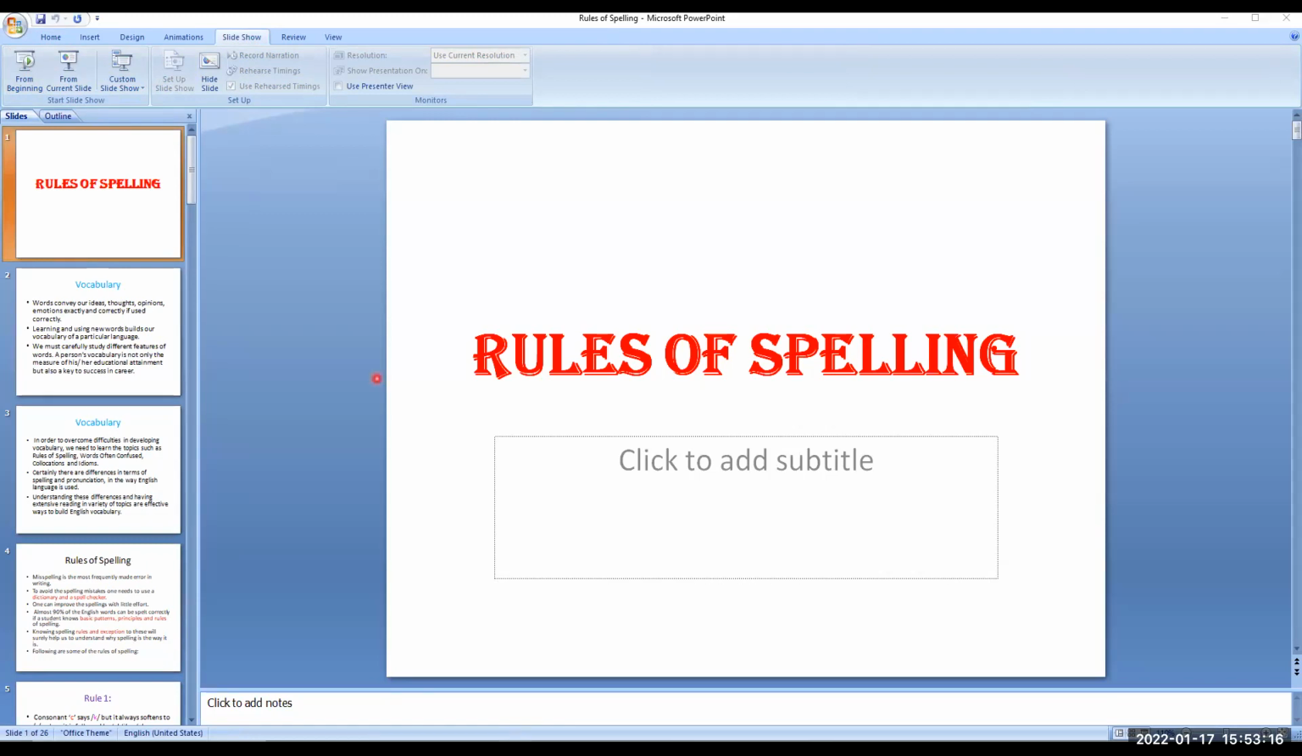You might be wondering about this, correct spelling of words, but here you will get some tips that you can use to remember or to use them correctly. Therefore in today's session we are going to look at some of the tips and ideas to use them correctly.